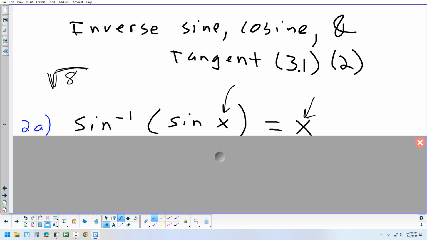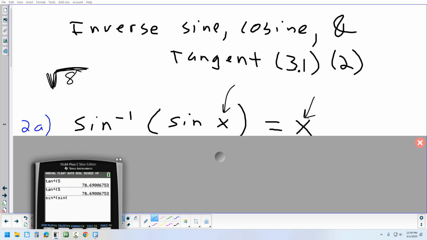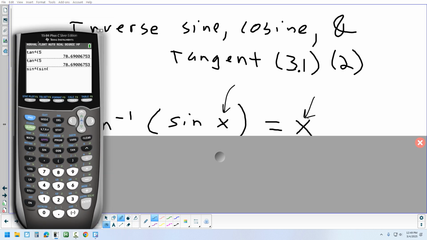So it's the inverse sine of sine x? Yep, it's the inverse sine of the sine of x. That's how you say it. You say of. Just like here, you say square root of 8. You don't say square root times 8. There's no times in that problem. Okay. So let's try typing one in.